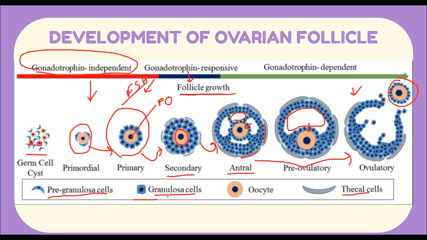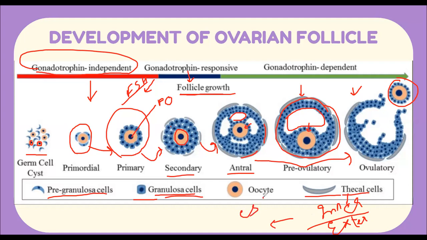Now, what is the role of these granulosa cells and theca cells? The theca cell is basically the protective covering, the outermost layer surrounding the entire follicle. So the theca cells act as a protective covering. Now theca has two layers, an internal lining and an outer lining, the theca interna and the theca externa.